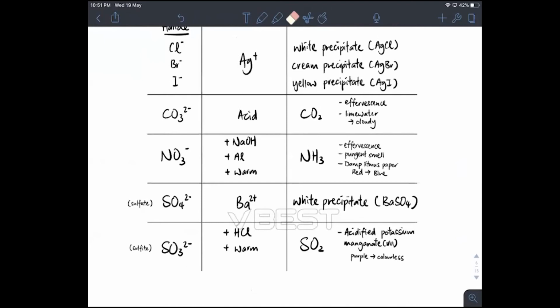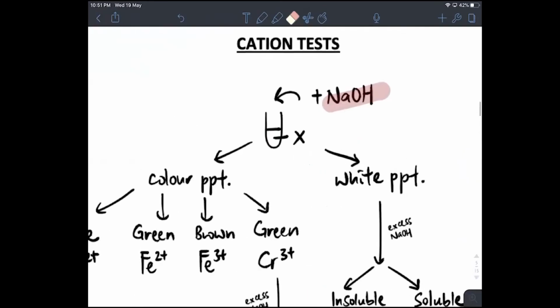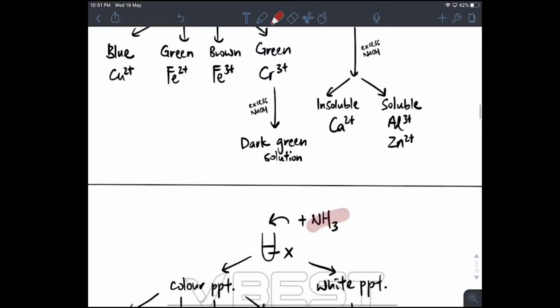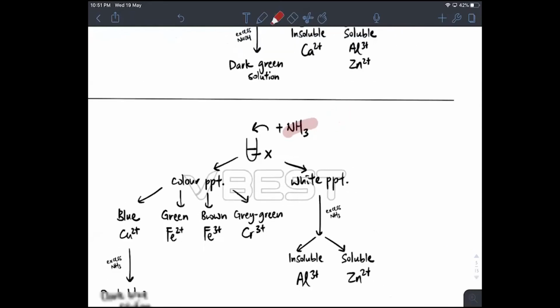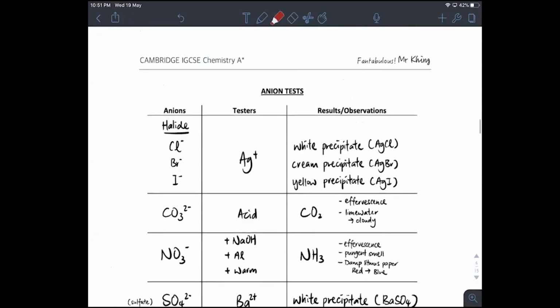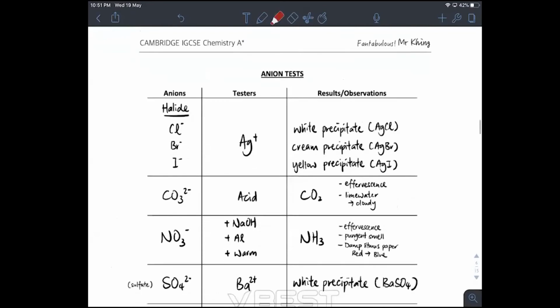As I mentioned already, sodium hydroxide test with chromium, it is green in color. Chromium only forms gray-green when it is tested with ammonia. Next one. Anion test is super important. It is 100% coming out.